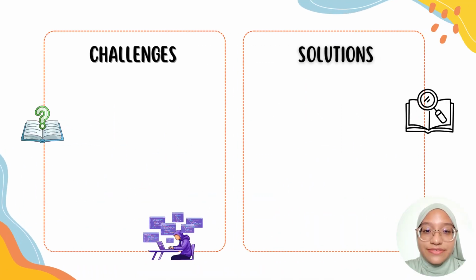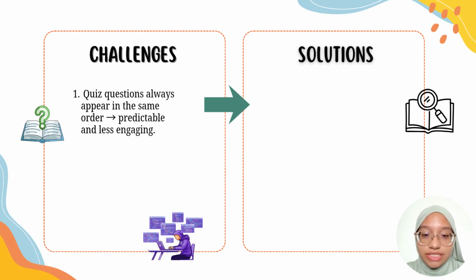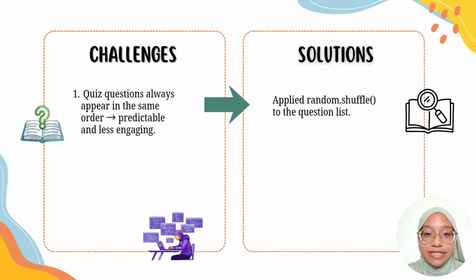Next, I will explain the first challenge we faced during the development of our quiz system. One major issue was that the quiz questions appeared in the same order every time the quiz was run. This made the quiz predictable, especially for users who attempt the quiz more than once, and it reduced user engagement. To solve this problem, we applied the random shuffle function to the list of questions before the quiz started. This function rearranged the order of the questions randomly for each attempt.